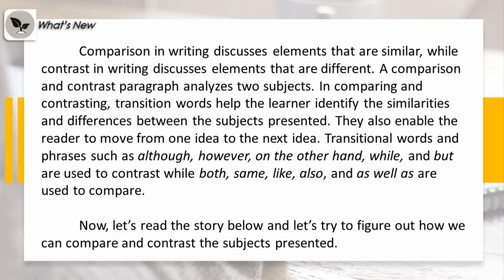Transitional words and phrases such as although, however, on the other hand, while, and but are used to contrast, while both, same, like, also, and as well as are used to compare. Now, let's read the story below and let's try to figure out how we can compare and contrast the subjects presented.